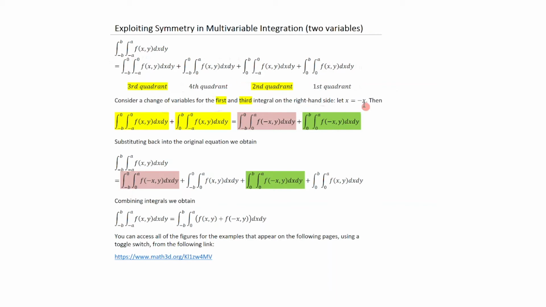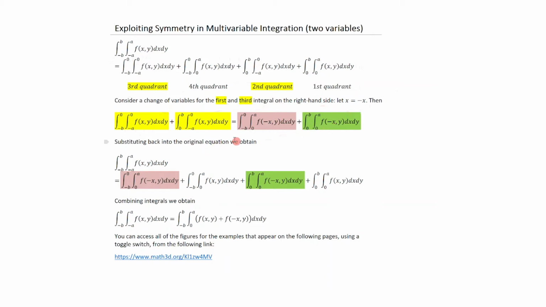We're going to let x equal minus x. A similar pattern is what we did on the previous slide. Then what happens is that these two terms get transformed into these two terms. So there's the minus x, there's the minus x.